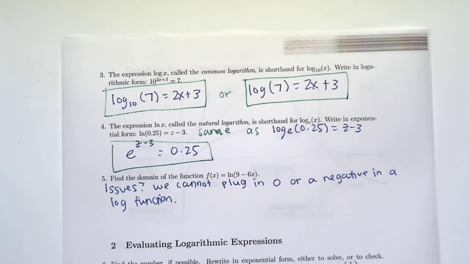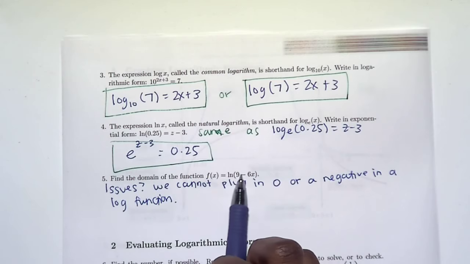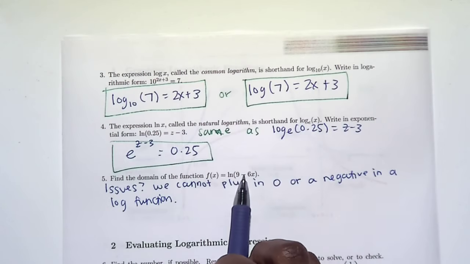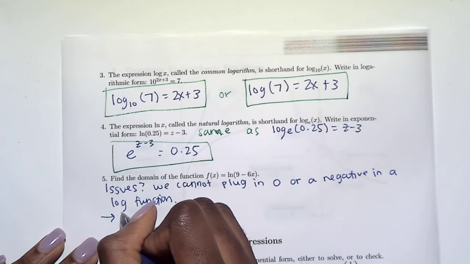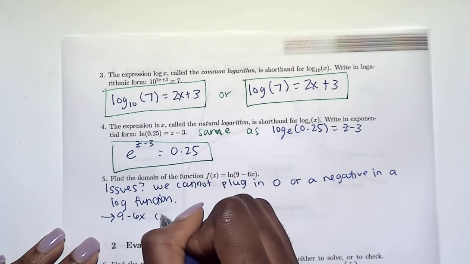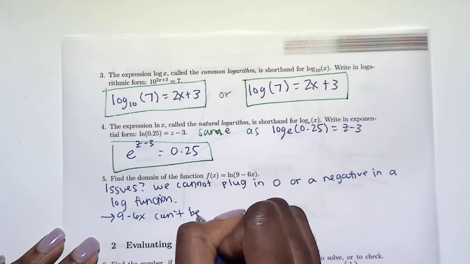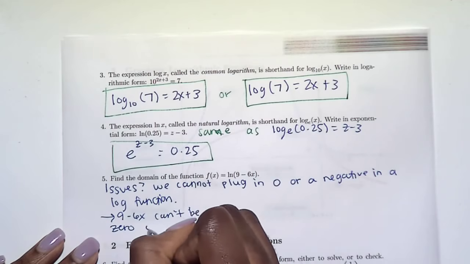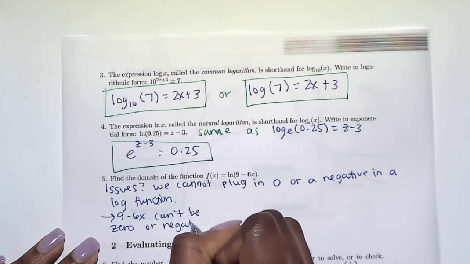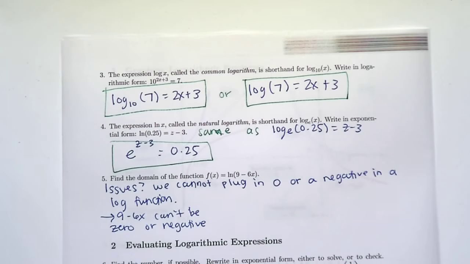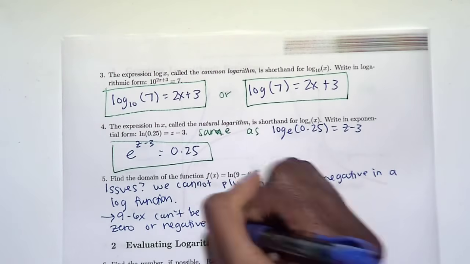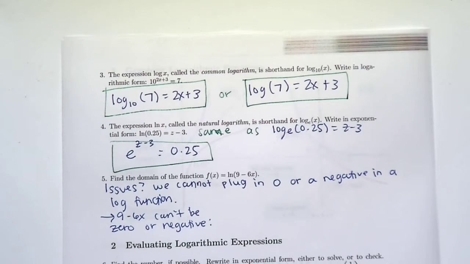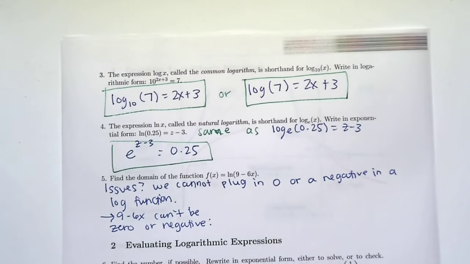All right, so what does that mean? That means all of the stuff inside the log function can't be 0, and it also can't be negative. So 9 minus 6x can't be a 0 or negative. So what can it be? All that's left is positive. So can we set up some type of inequality to help us find all of the x values that will make the inside of this log positive?